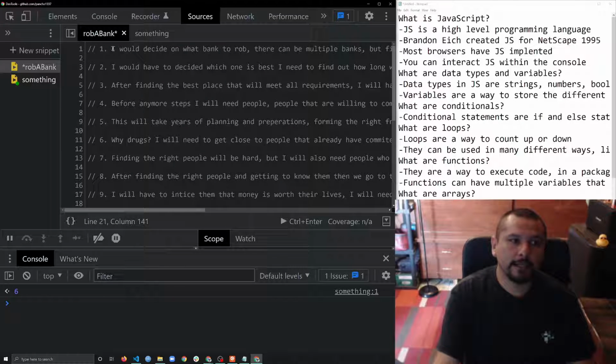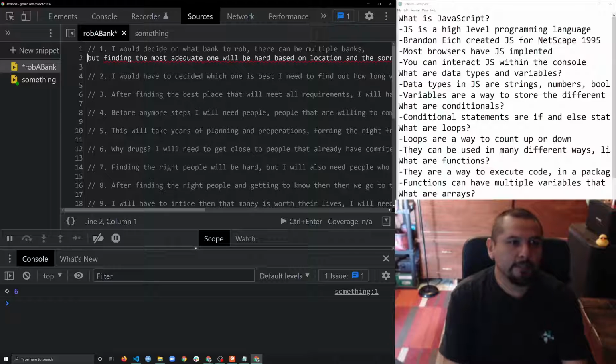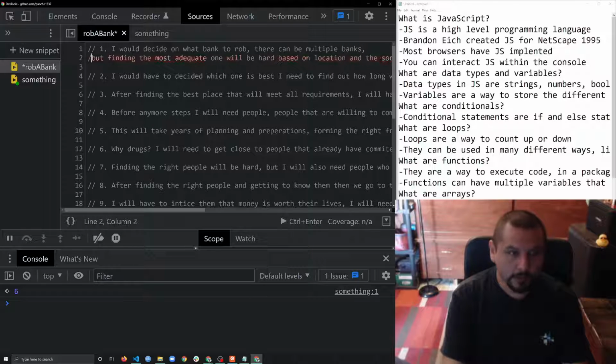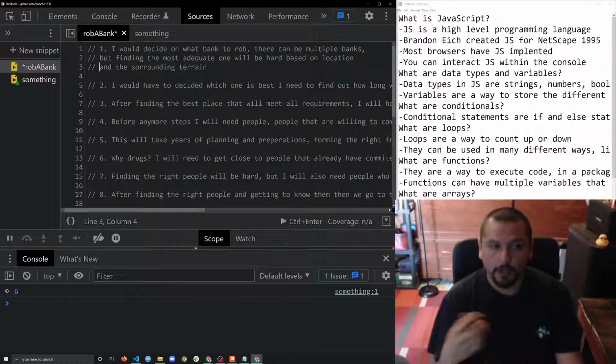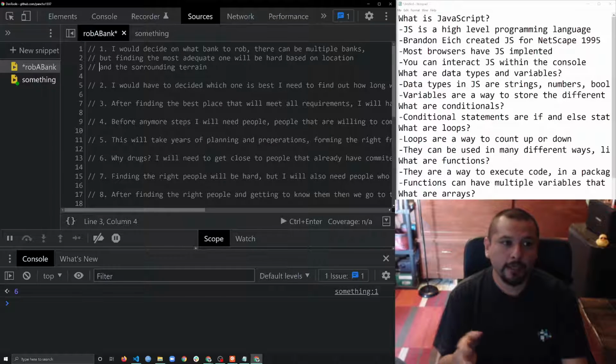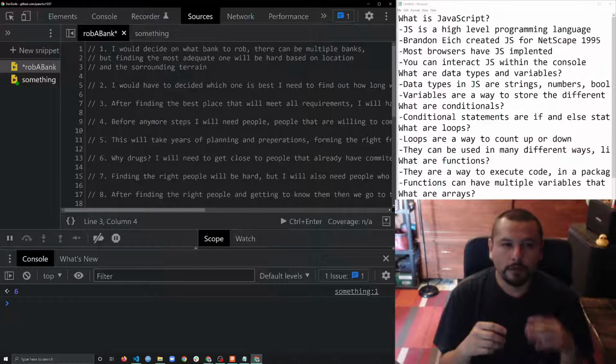So let's go over it right now. What is the first thing that I will do? He wrote, I would decide on what bank to rob. There can be multiple banks, but finding the most adequate one will be hard based on the location. So he wants to find the proper bank that he's going to rob, doing research, reconnaissance, to find the bank and some surrounding terrain. Okay, I see what he's saying.